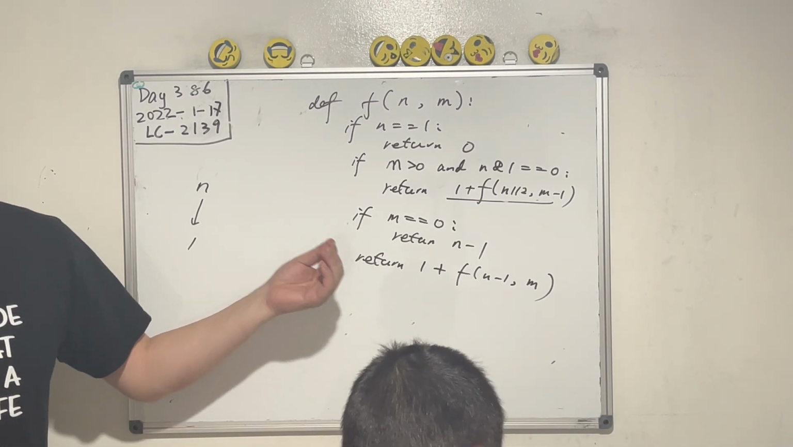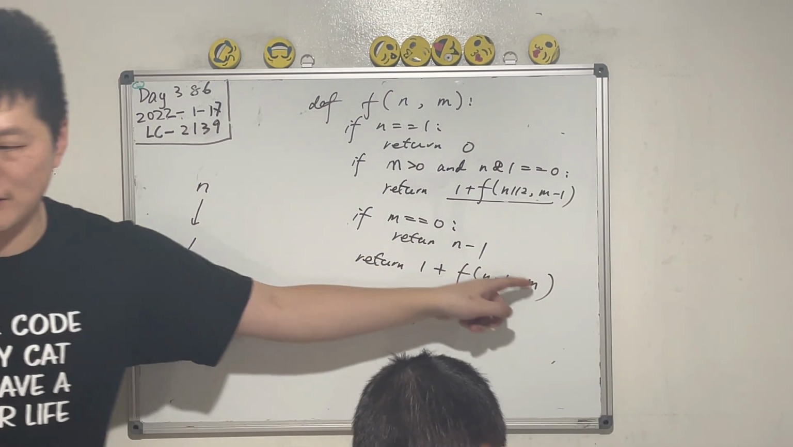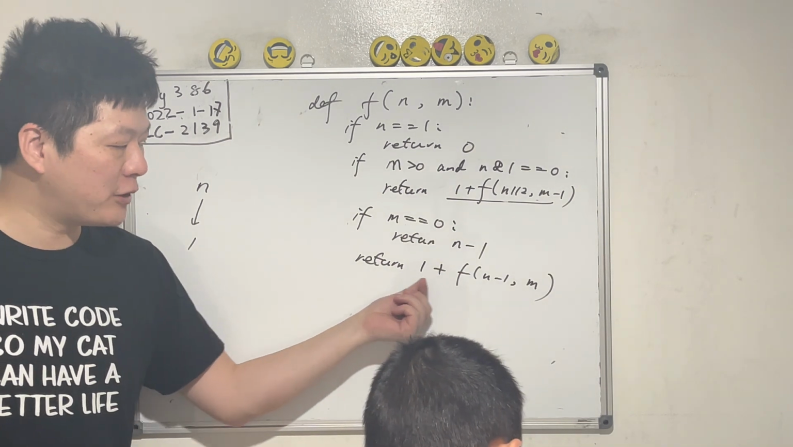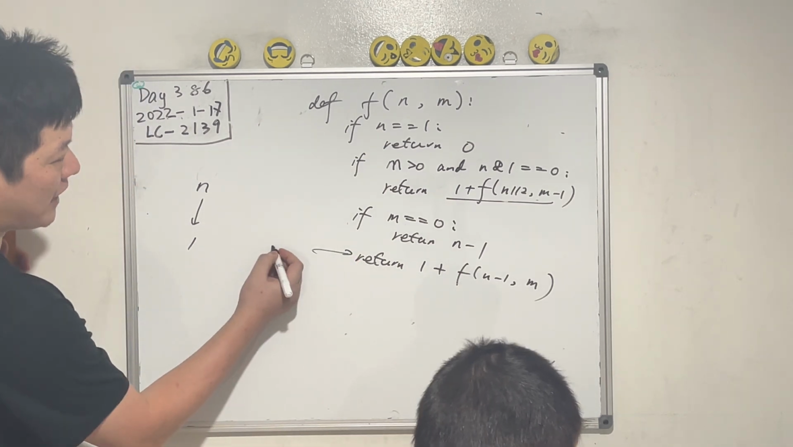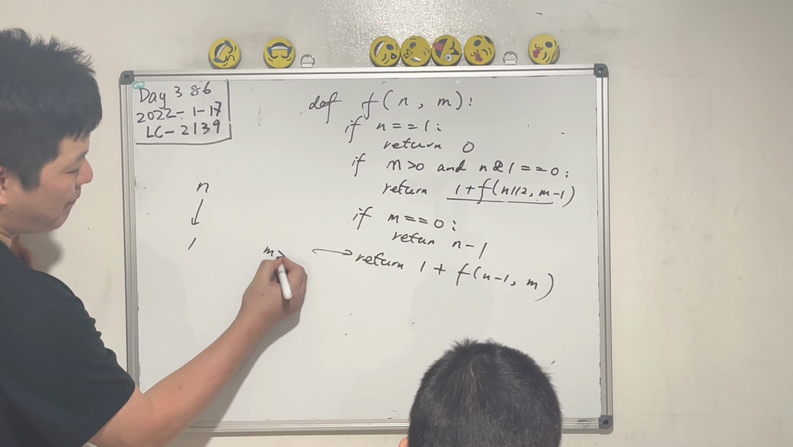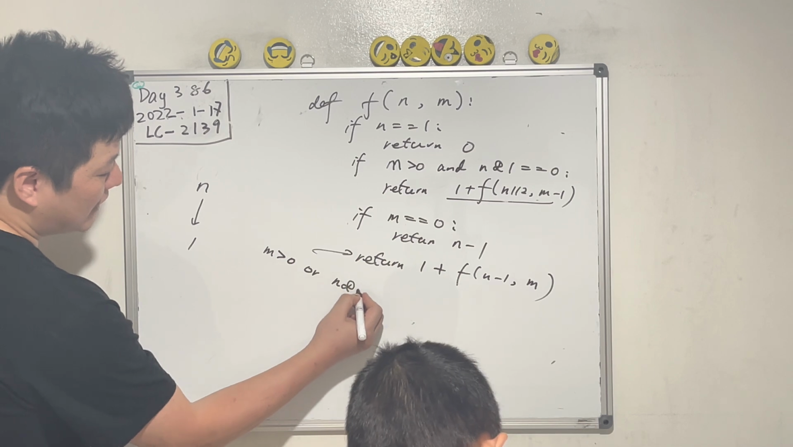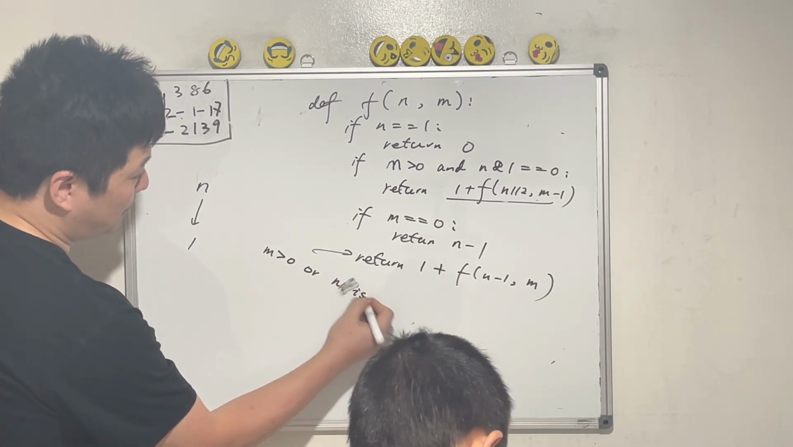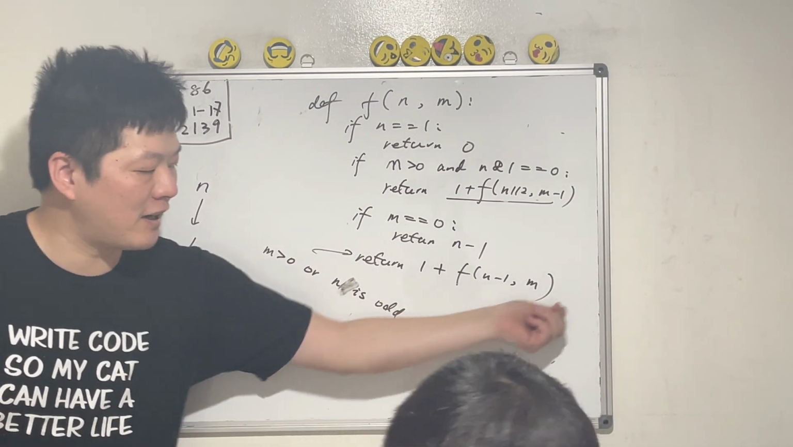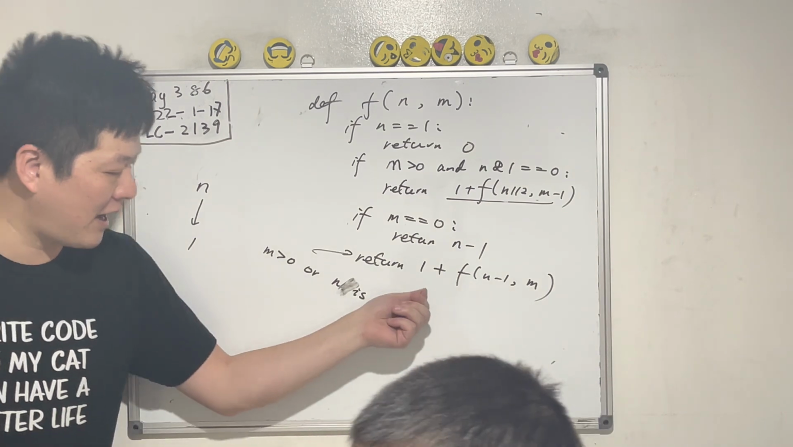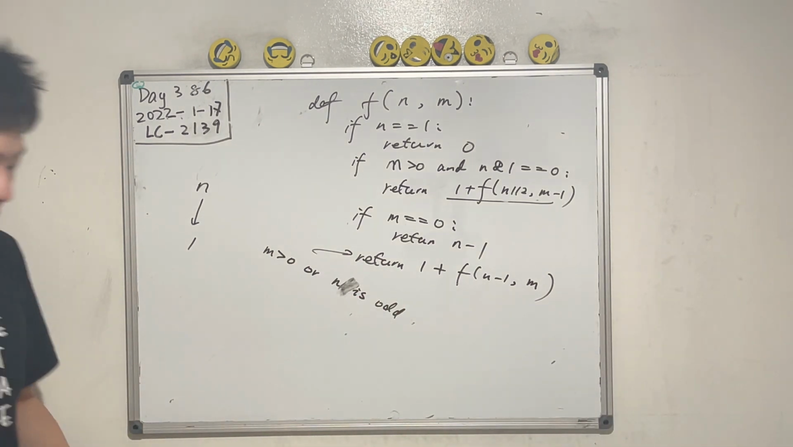If m is 0, what does it mean? We have no more divisions, so the only way we can bring n down to 1 is by subtraction. So that's n minus 1, as you said. Otherwise, it could be m bigger than 0 and n is an even number, or n is an odd number. It will be one of these. In both cases I need to add 1, and here is the subtraction. Make sense?